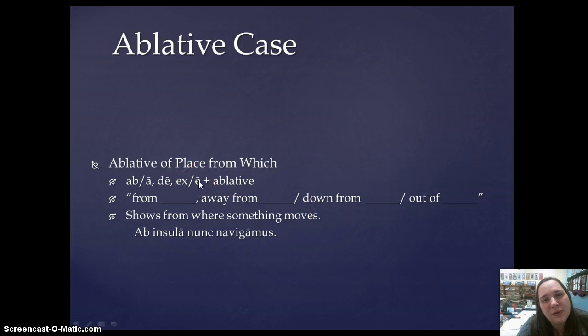So you do want to use the correct preposition, the right color, perhaps, or the right sort of sense of the preposition you choose. So for example, it shows you from where something moves. So ab insula nunc navigamus. Our ablative noun is insula, and this translates we sail from where? We sail from the island now. Okay, we now sail from the island. So what place do we sail from? The island. That's ablative of place from which.